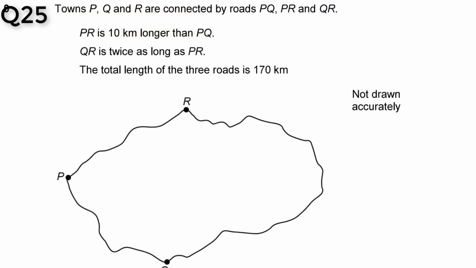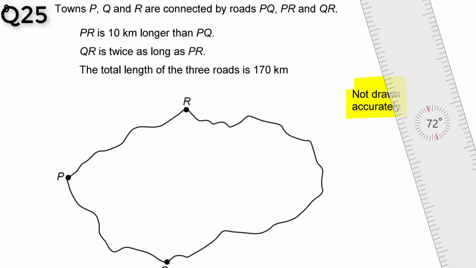Towns P, Q and R are connected by roads PQ, PR, QR. PR is 10 kilometers longer than PQ. QR is twice as long as PR. The total length of the 3 roads is 170 kilometers. Alright, now this is not drawn accurately, so it's not about measuring the distances and using those. I'm going to have to work it out.